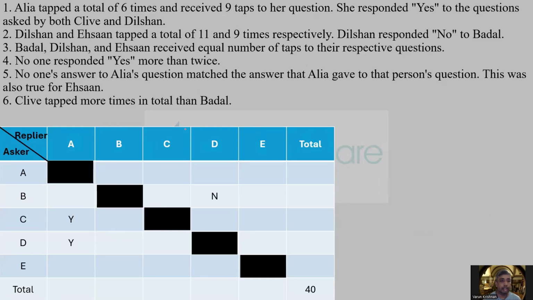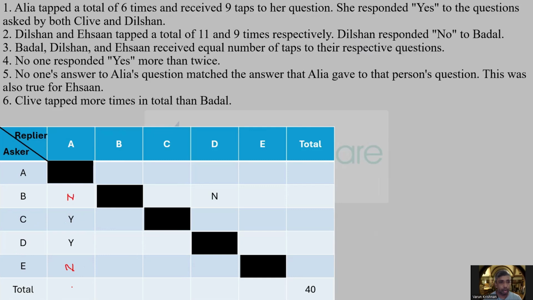So for that, we'll make a table like this, where I've got the people who are replying in the top row. So in the columns, in the first or the second column, I've got what replies A has given to the others, what reply B has given to the others, what reply C has given to the others. And along the rows, I have got what replies people have received from others. So based on this, from the first clue, I've been told that Alia responds yes to the questions from Clive and Dilshan. So she is a replier. She has answered yes and yes to the askers C and D. Also, we know from the previous table that Alia has 2 yeses and 2 no's, which means the remaining 2 responses that she has given are no's.